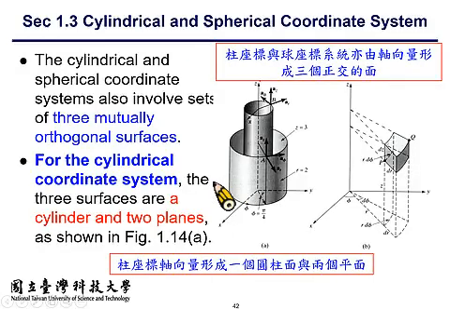So let's move on to section 1.3, the cylindrical and spherical coordinate systems. Last week I already discussed the rectangular coordinate system, which is also referred to as the Cartesian coordinate system. In the Cartesian coordinate system, we know that a coordinate system requires 3 reference directions. For the rectangular coordinate system, you need X, Y, and Z directions.